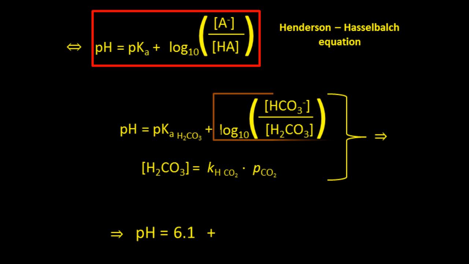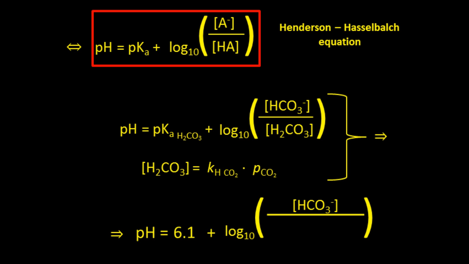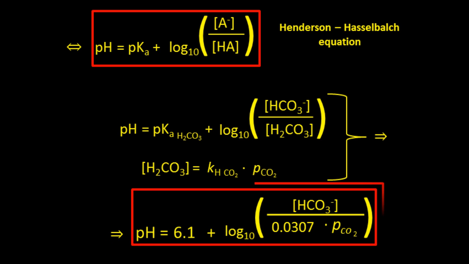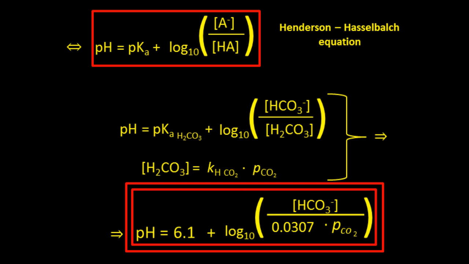So we write it. Now, the concentration of the carbonic acid, as we mentioned before, is equal to this. So instead of writing just the carbonic acid concentration with brackets, we're gonna write this over here. So the Henry's law constant is 0.0307 multiplied by the partial pressure of carbon dioxide, and this is the final Henderson-Hasselbalch equation that describes the pH as a measure of acidity in our blood.